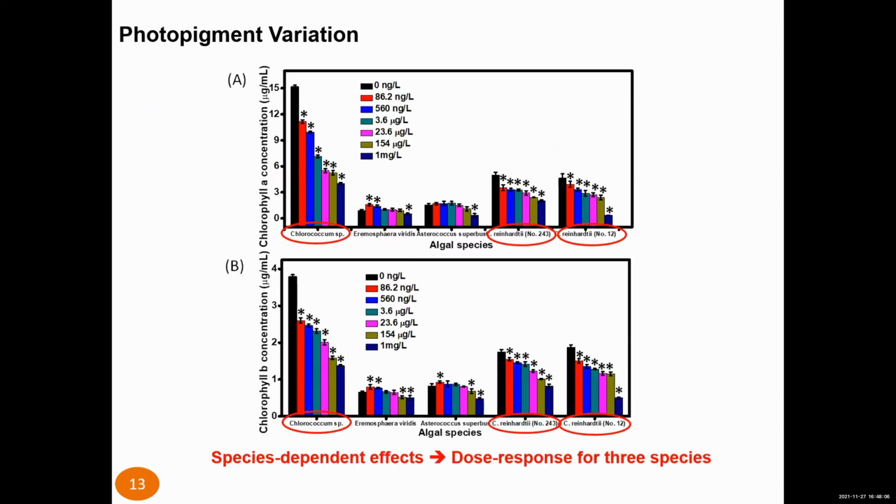For photopigment variation, you can see three species have a good dose response relationship. They are Chlorococcum species, CPCC243, and CPCC12. And for the others, like E. viridis and A. superbus, they also have stimulated chlorophyll pigment concentration when both species are exposed to environmentally relevant concentrations. These results are consistent with the cell density.